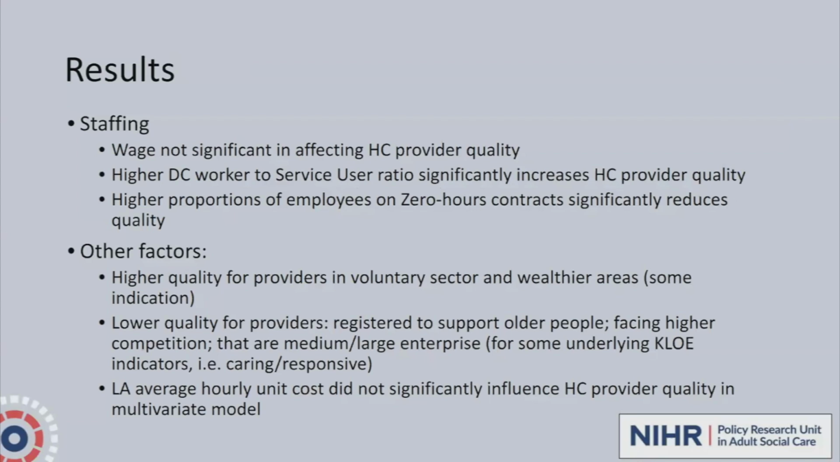The other factors we found in the analysis that I don't present in a table for speed and brevity today: we find that there's higher quality for providers in the voluntary sector, like the US analysis, and also there's some indication that wealthier areas have higher quality as well, but that needs further research, which is ongoing. There is lower quality for providers that are registered to support older people and that face higher competition, and for some of the underlying key lines of inquiry indicators, such as caring and responsive, we find that larger providers, medium and large providers, have lower quality.